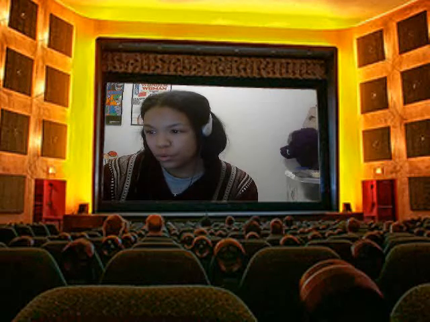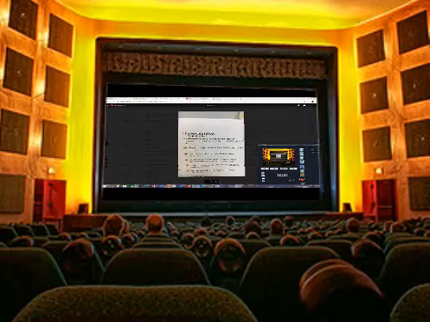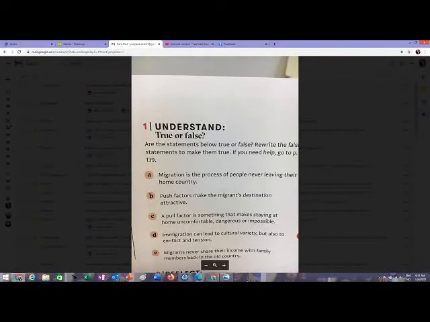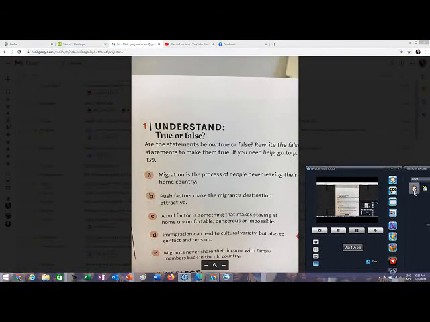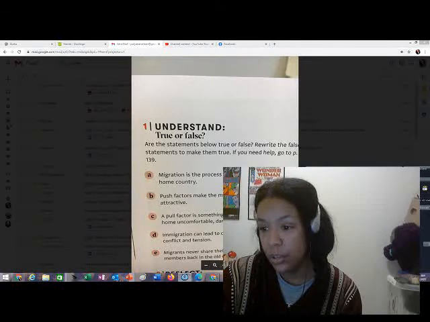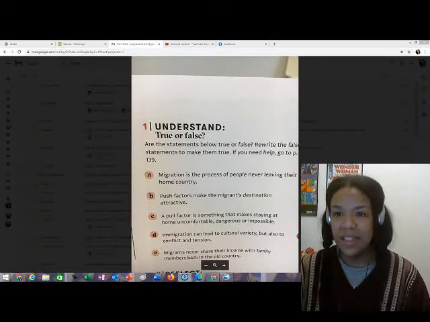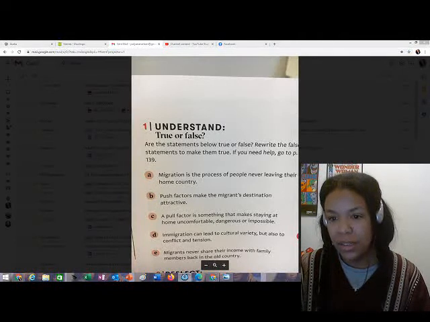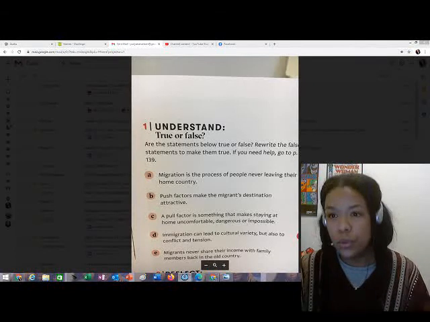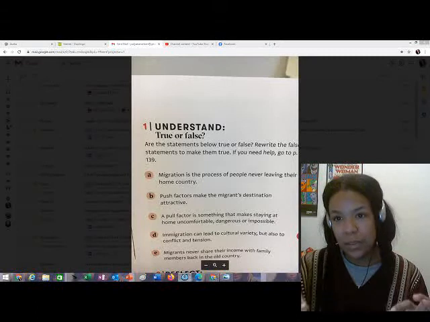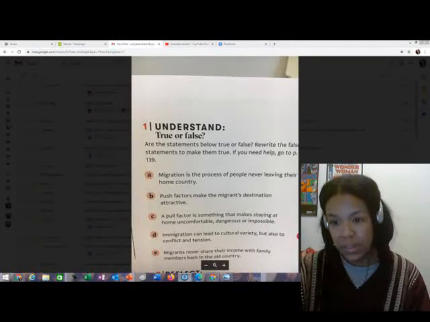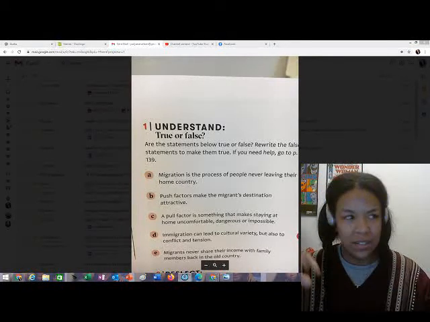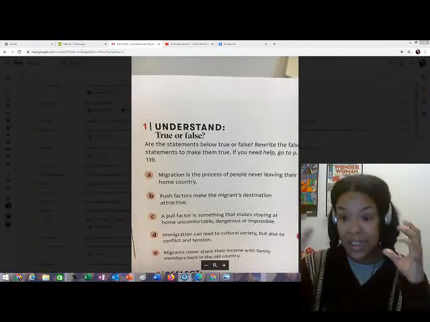On page 144, you will find this at the very top of it. Let me, okay, maybe this is big enough. 144. Understand, true or false. All right, you guys, this is what I want you to do. I want you to type in chat. Letter A. Migration is the process of people never leaving their home country. True or false? Type your answer in chat. If the statement is false, I want you to write false, but also write the sentence again and correct it. It's not like a grammar mistake with do and don't and does and is or are, nothing like that. It is the content of the answer.